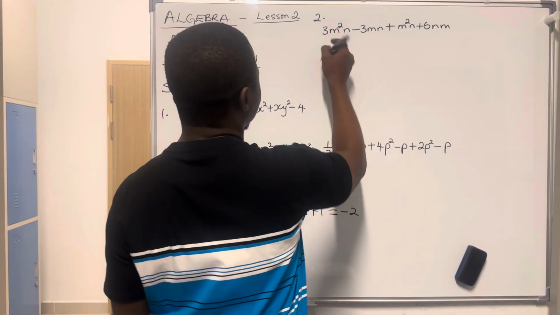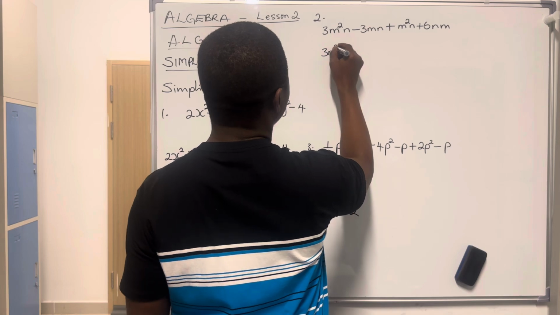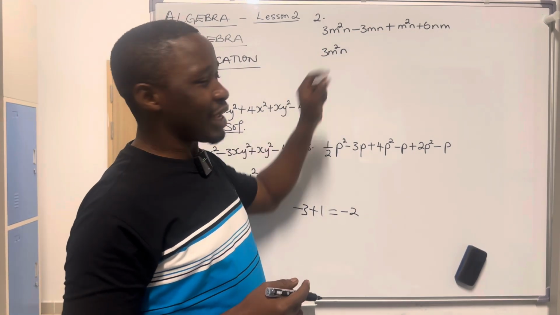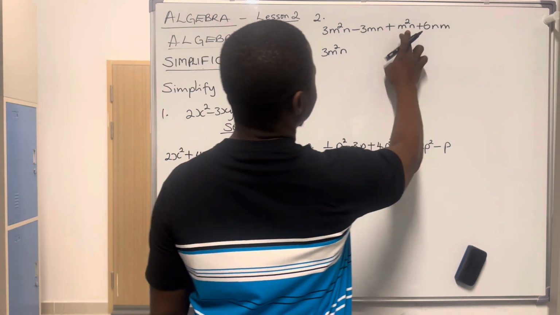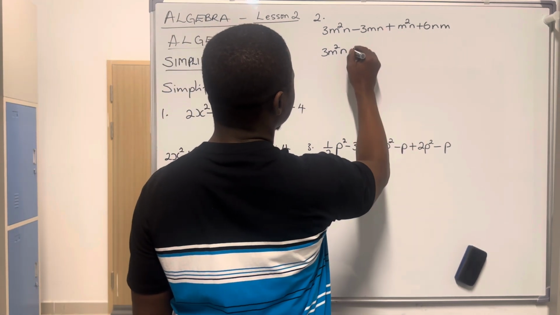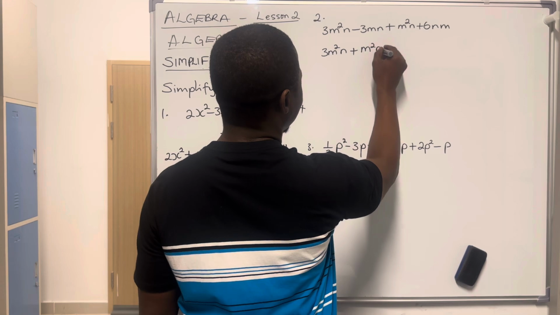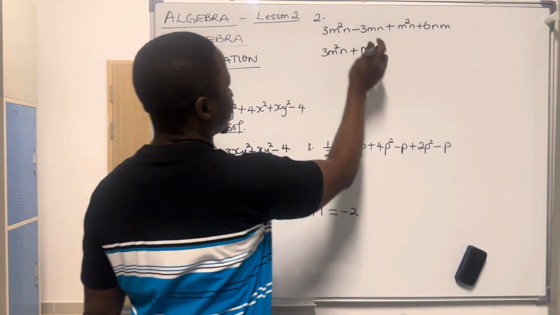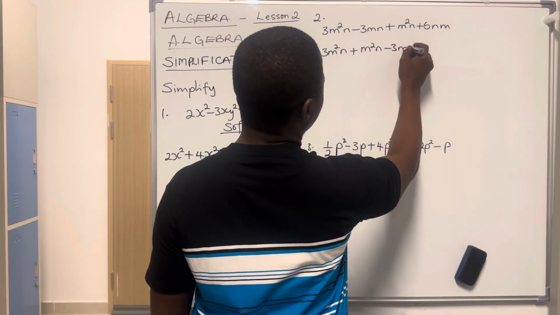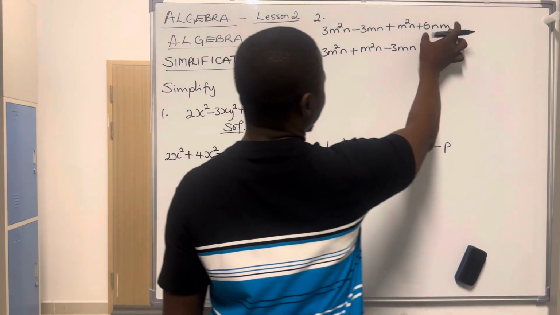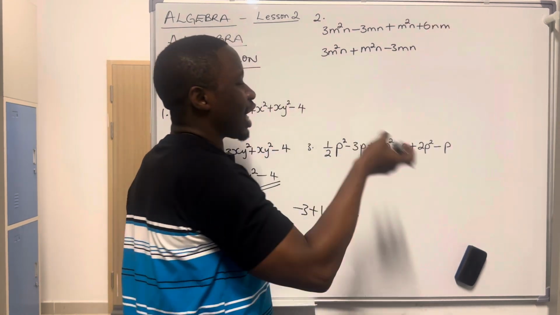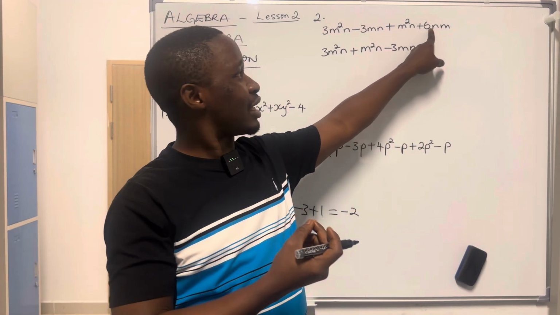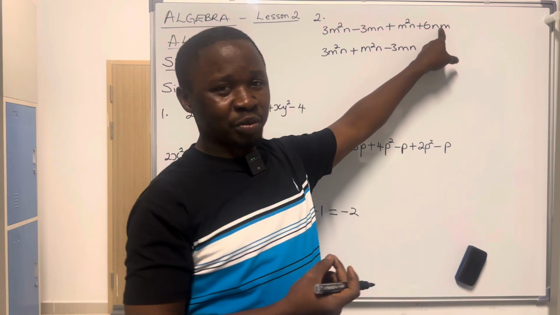Here, the first one is 3m squared n. Any other term with m squared n, it is this one, plus m squared n. We are done with m squared n. We come to this, minus 3mn. And this one is nm, not mn. Between 6 and n, there is a multiplication sign. Between n and m, there is a multiplication sign.